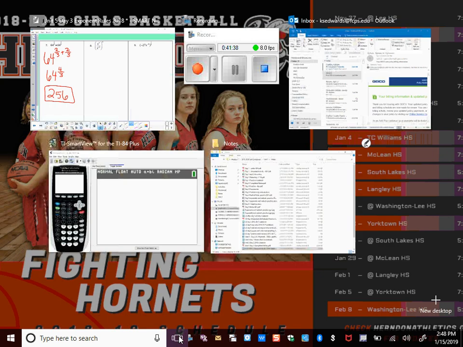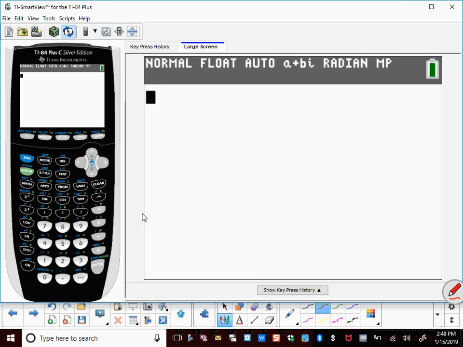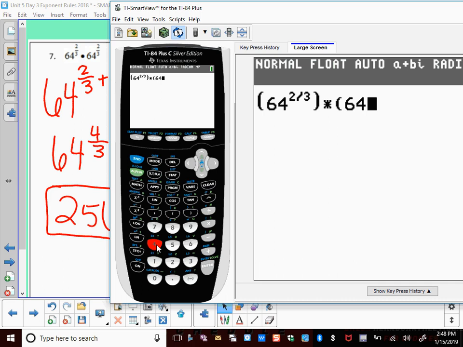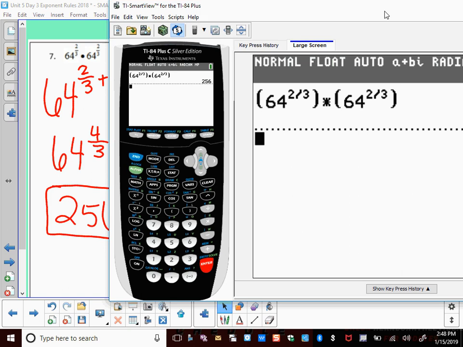But if you wanted to, you could do parentheses 64 to the power of 2 divided by 3 times 64 to the power of 2 divided by 3. And you get 256. Whenever you have all numbers, you can always just type it straight in.